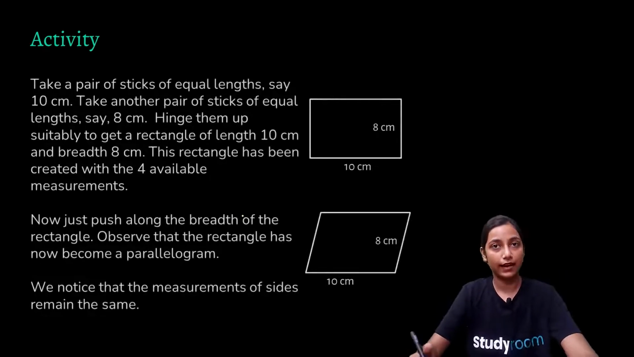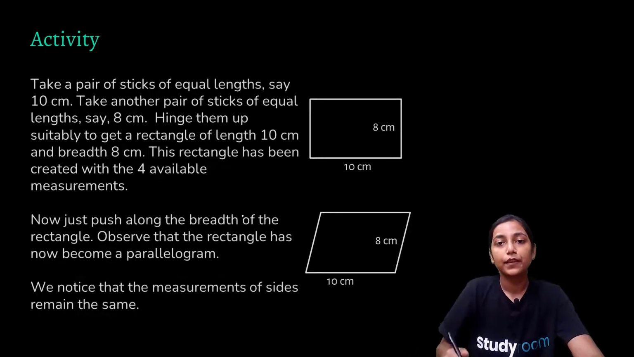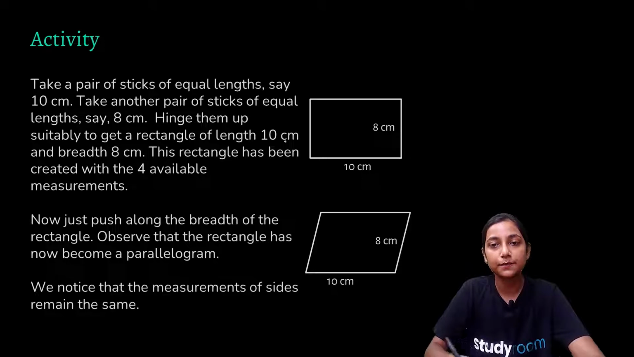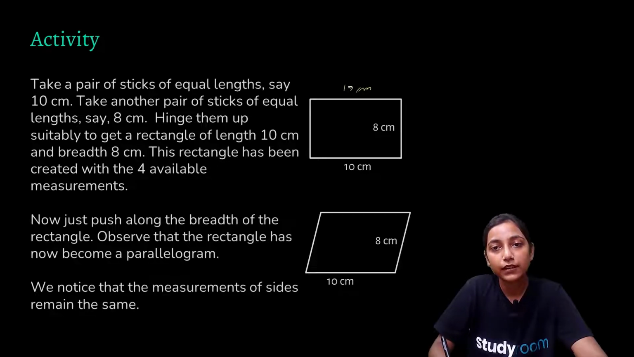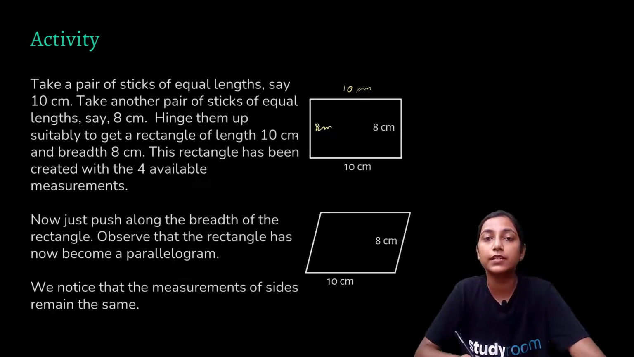First of all, we have an activity. In this activity, we need to take a pair of sticks of equal lengths. Say, for example, we take a pair of sticks having 10 centimeter lengths. One is this and the other one is this, 10 centimeter. Now say we take another pair of sticks of equal length, say 8 centimeters.